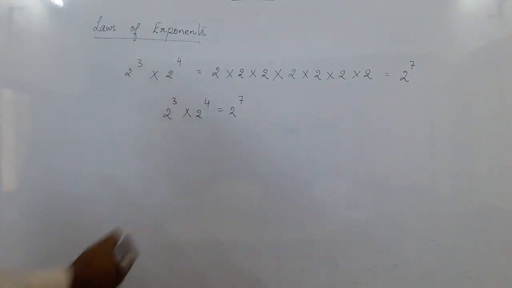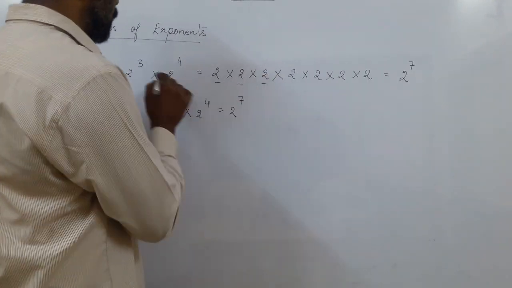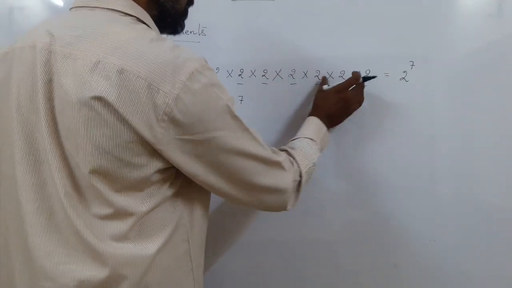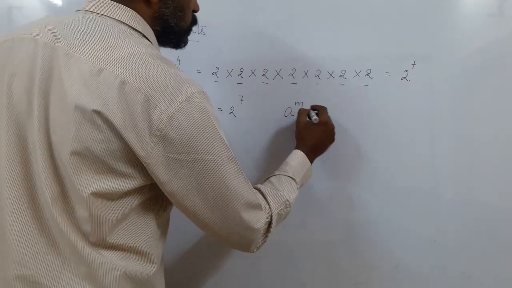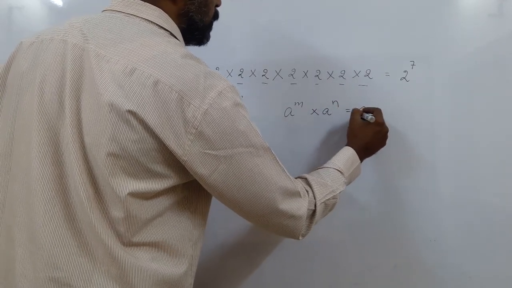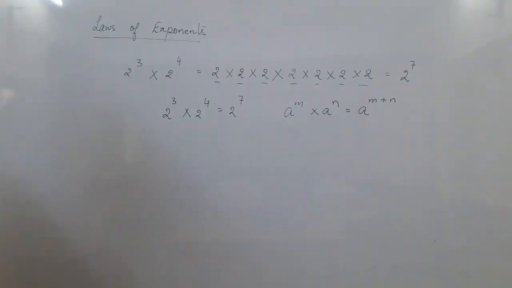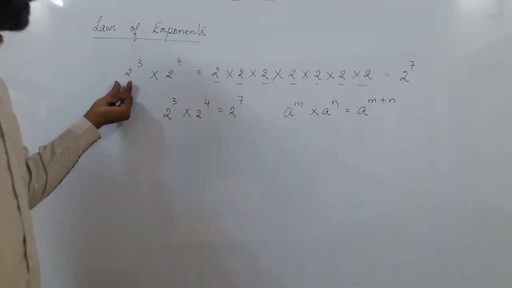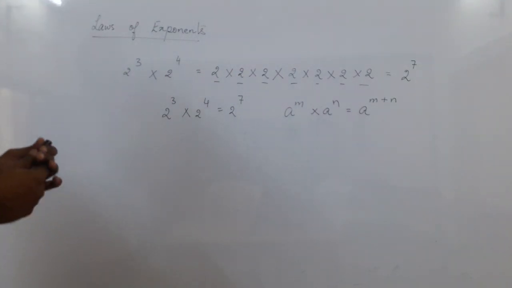And how did you get this? You first took 2 raised to 3 and multiplied by 2 raised to 4 to get 2 raised to 7. But then we added the number of 2's to make it 7. So we get the general rule: a raised to m into a raised to n is equal to a raised to m plus n. Now this rule is valid only when the bases are same. You can see the base here, 2 and 2. The base is the same, so this is the first rule.